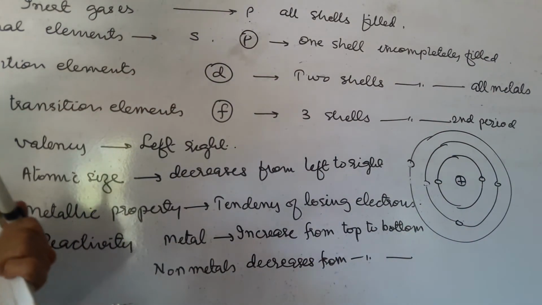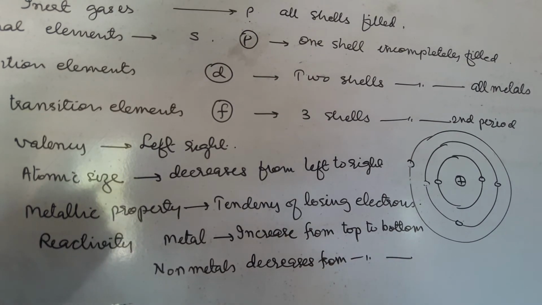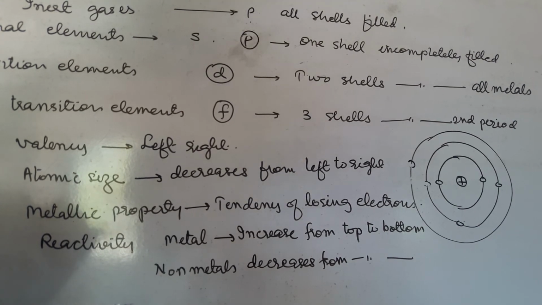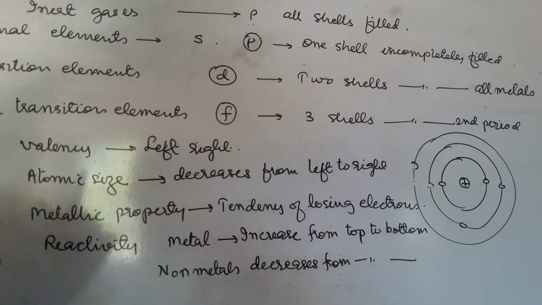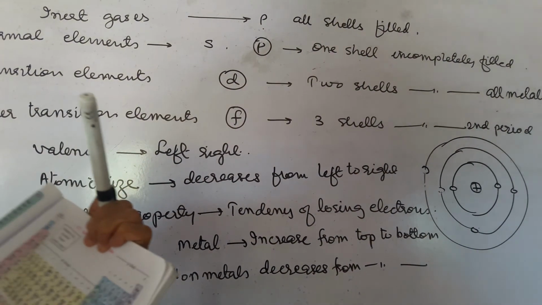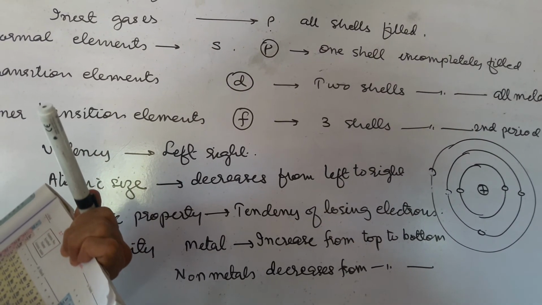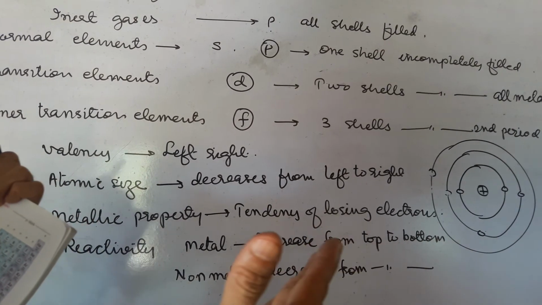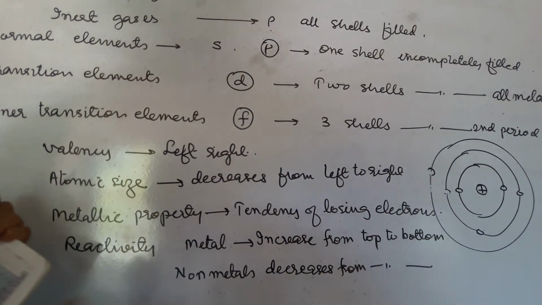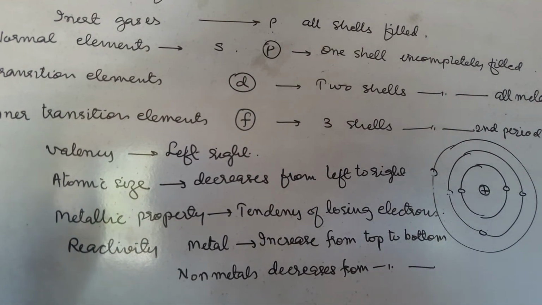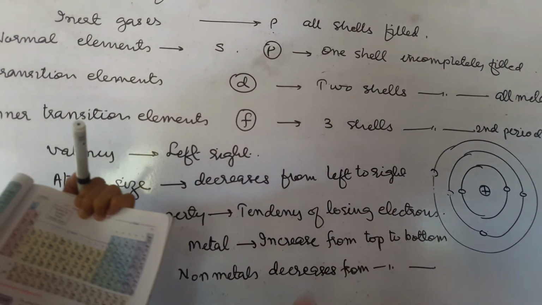If you take the third period, sodium, magnesium, aluminum, silicon, you'll find that sodium is the strongest metal, stronger than magnesium. Magnesium is stronger than aluminum, and then silicon. Sodium, magnesium, and aluminum are metals, whereas silicon is neither metal nor non-metal. It is called a metalloid. Then the non-metals start. So on the left side are strong metals, and on the right side non-metals and inert gases. So metallic property decreases as you go from left to right.